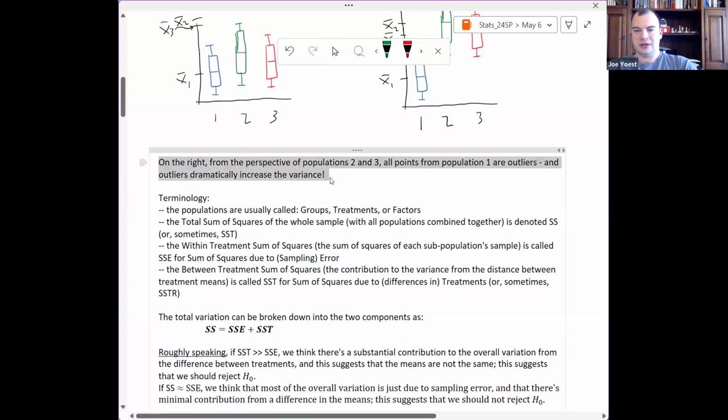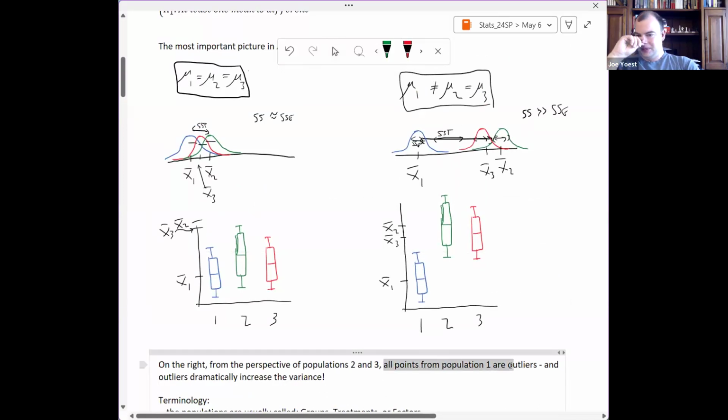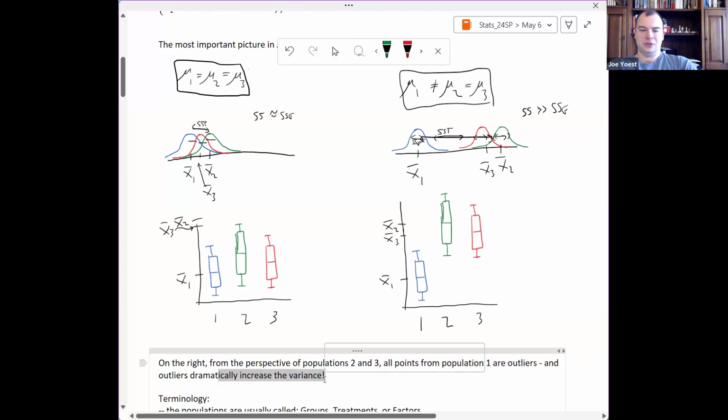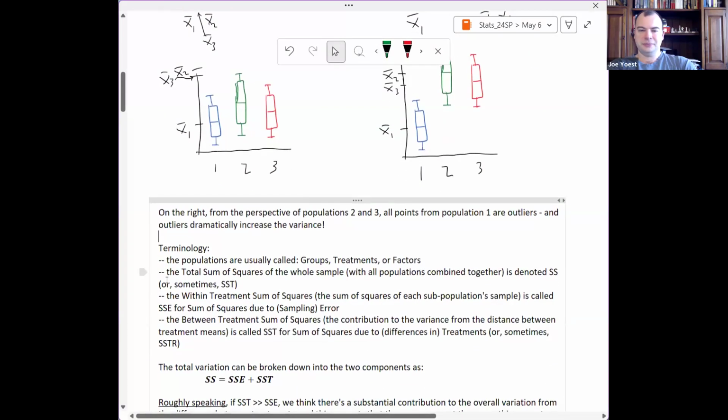Okay, so I wrote out some notes down here. Again, on the right, from the perspective of populations 2 and 3, essentially all of the data points from population 1 are outliers, and this will dramatically increase the overall variance. As I alluded to before, because ANOVA is used in a lot of different fields, there's some different terminology. The different populations are sometimes called groups or treatments, say if we're using different pharmaceutical treatments on different strata, or sometimes called factors. I think in psychology they often talk about factors. I think they might actually call this whole idea factor analysis or something like that.